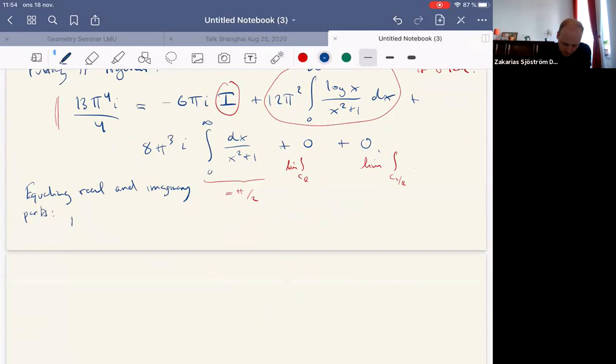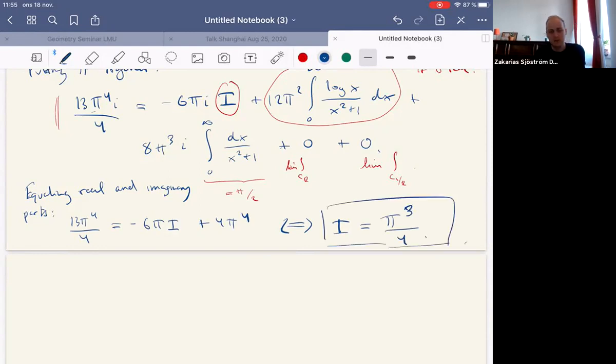we get that 13, so the imaginary part of 13 pi to the 4 over 4 times i is just what is left when I take away the i, of course. So minus 6 pi times the integral that we were interested in, plus 4 pi to the 4. And this means that we can solve for I, and we get that this I is equal to pi cubed over 4.